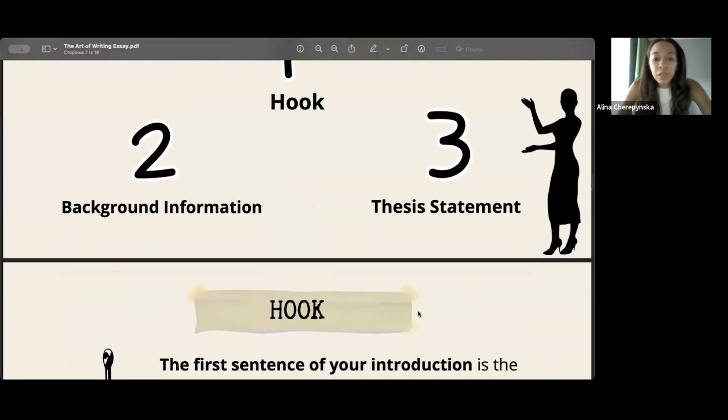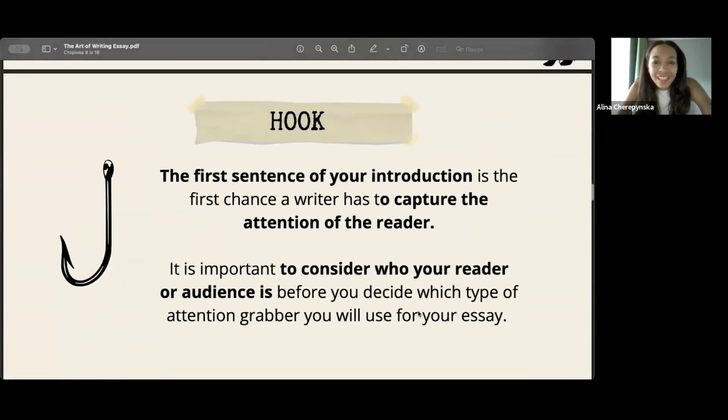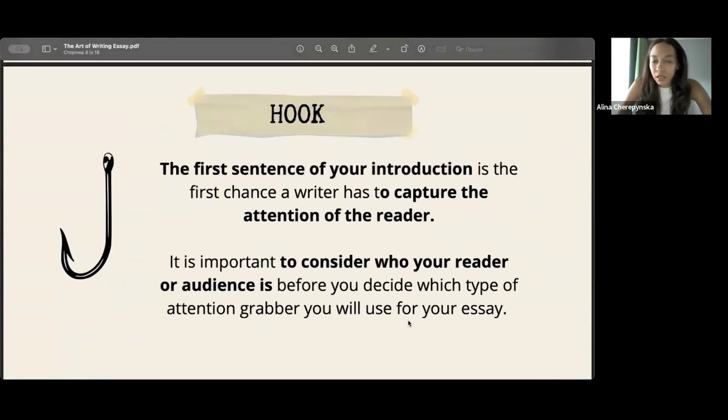So if we are speaking about a hook, in dictionaries, we can see actually the proper definition. A hook, and this is the picture, it's something that we use to catch a fish. But in writing, hook is something that we use to catch our readers, to grab their attention, to make our writing interesting with a desire to continue reading.